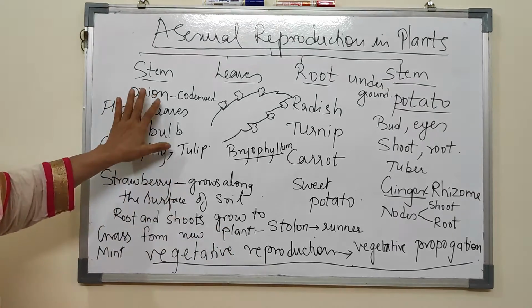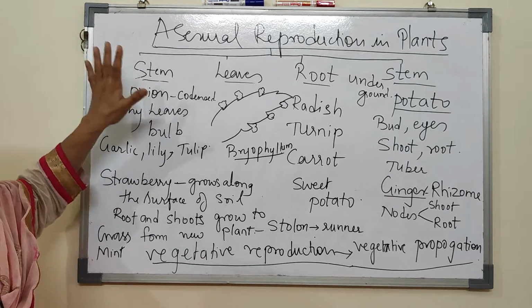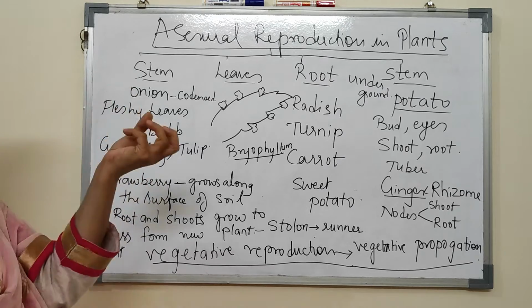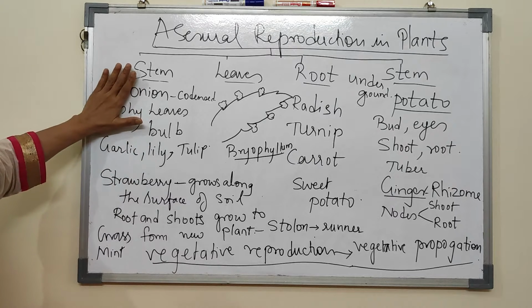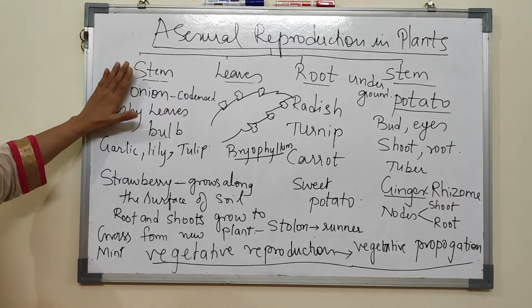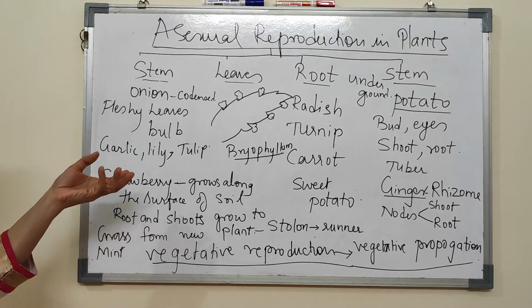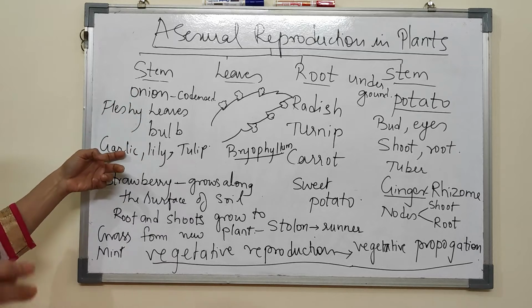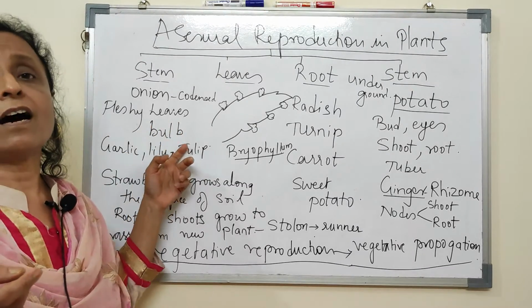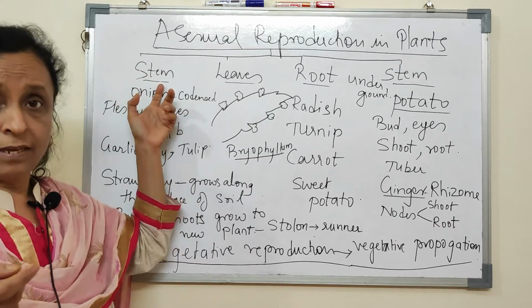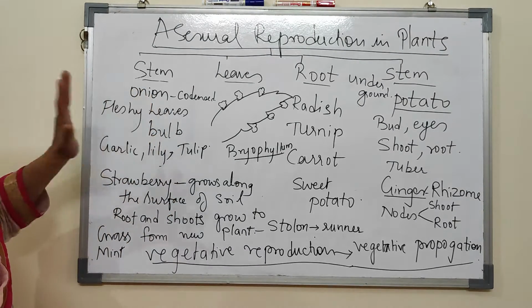So how does it propagate? How does it give rise to a new onion plant? It is by stem. It's a modified stem, modified to form a bulb. A bulb is made up of fleshy leaves. So, this is the classic example of stem modification, and among the other examples which you can connect is garlic. Garlic is also a bulb, it is a modified stem. Lily and tulip are modified stems responsible for reproduction. So, this is one thing.